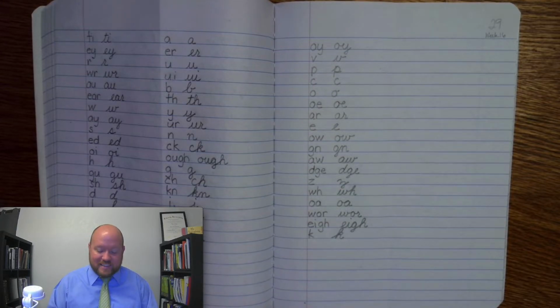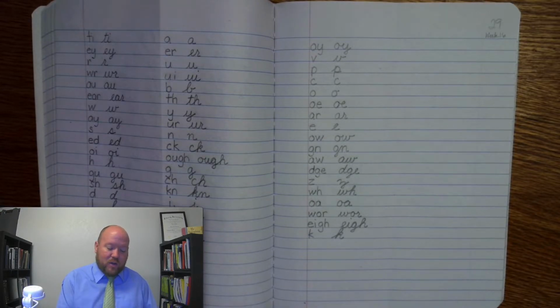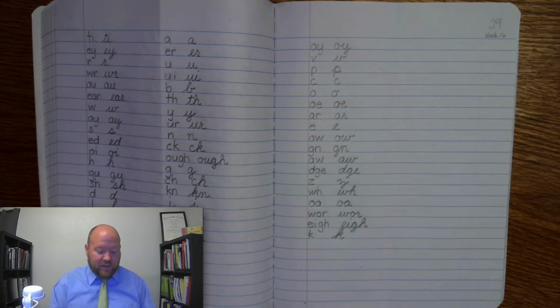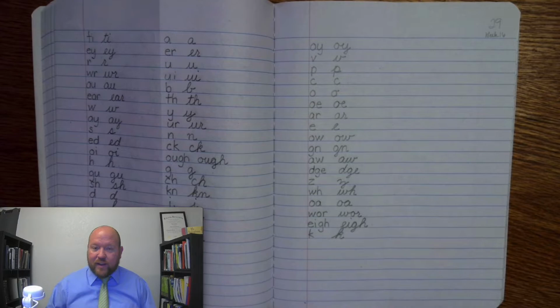All right. This time, we will do our written phonogram review. So this time, I'll say the sound. You will say the sound and write it. I will write it in manuscript for first and second, cursive for third. If you get it wrong, that's okay. Just put a line through it and write it correctly to the side. All right, here we go.